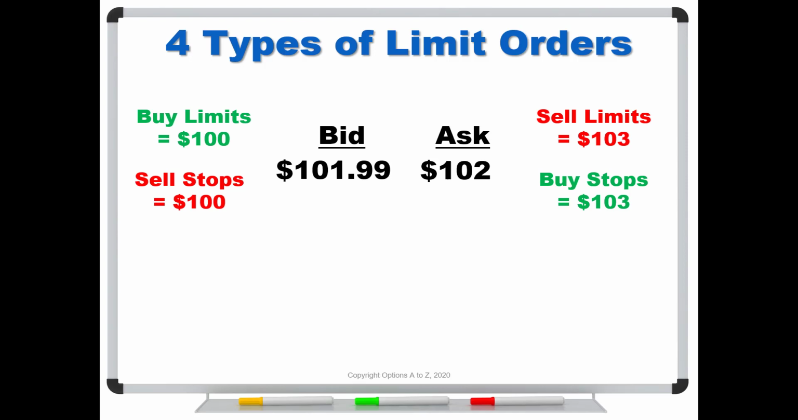So notice these 4 types of limit orders right here. We've got the buy limits and sell stops on the left. We have sell limits and buy stops on the right. It's only these 2 on the left that are going to get reduced by the dividend amount. So if our $100 stock here pays a $1 dividend on the X date, any open buy limits or open sell stops at 100 would automatically get reduced to 99. On the other hand, if you had open sell limits or buy stops, they don't get touched. They remain the same.